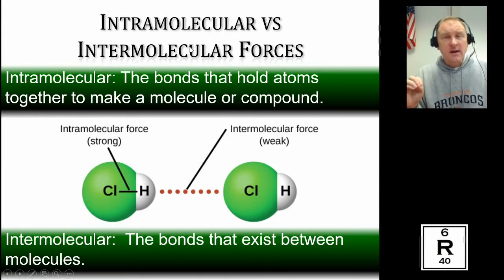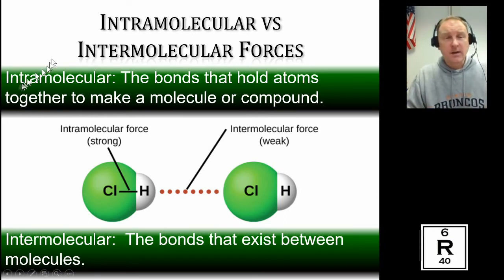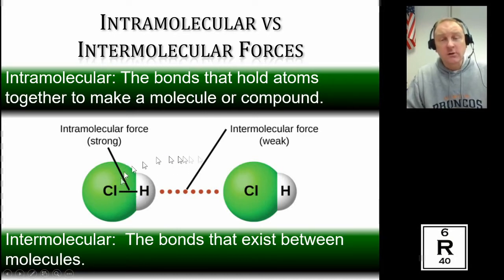So let me clarify something that a lot of people get a little confused about. We're talking about different types of bonds, and some bonds are intramolecular, and that would be a bond within the molecule. So here's a hydrogen chloride molecule. The bond between the hydrogen and chlorine, and you guys should know this by now, is a polar covalent bond. This is a very strong bond right here. But what would make hydrogen chloride associate with another hydrogen chloride?